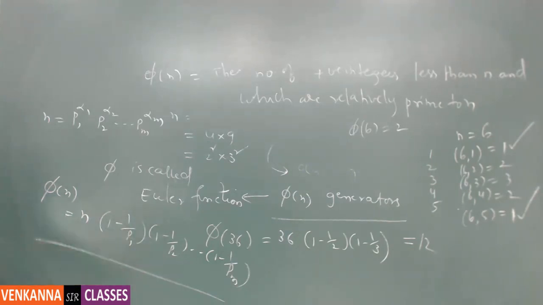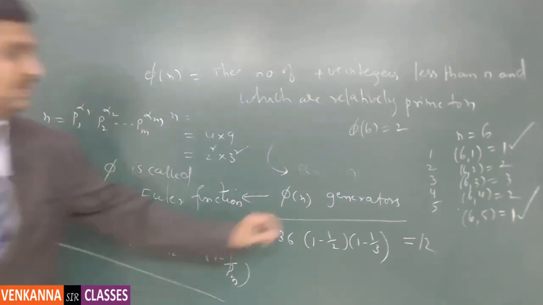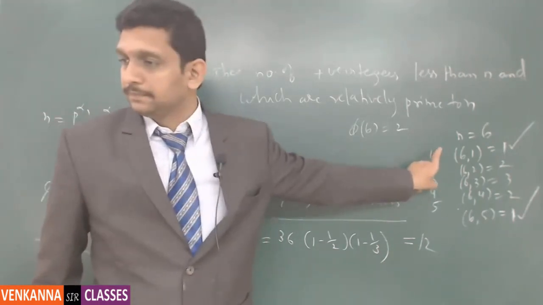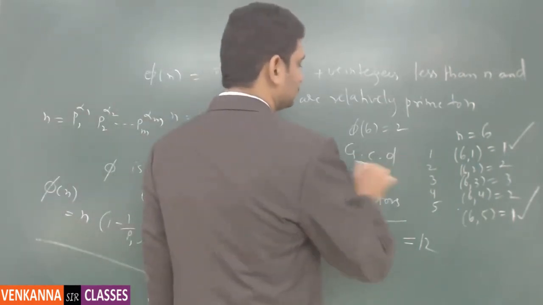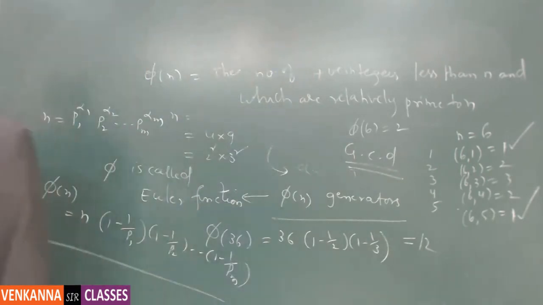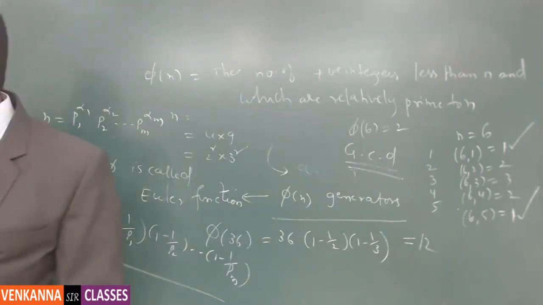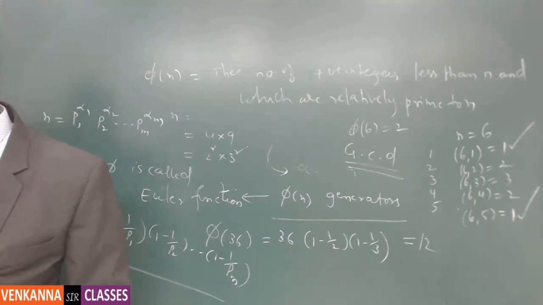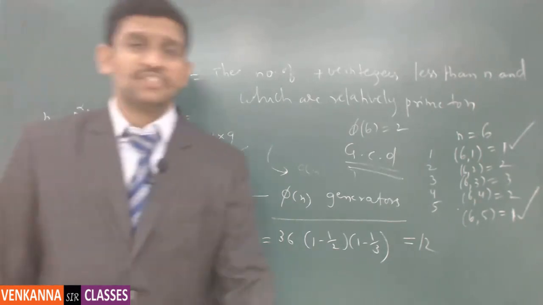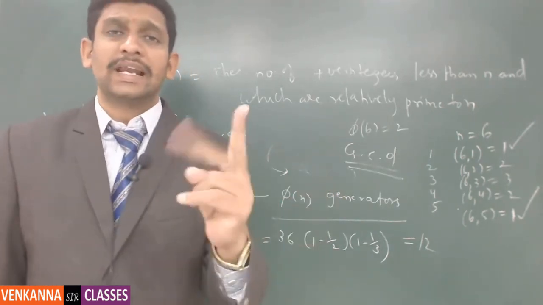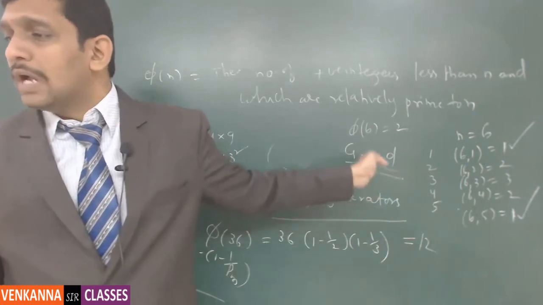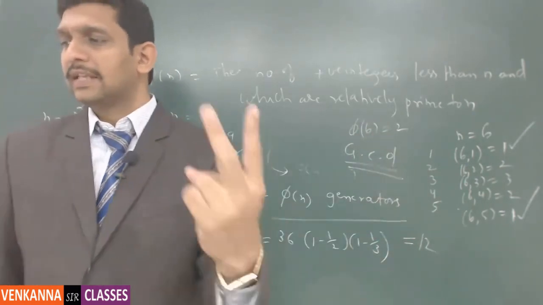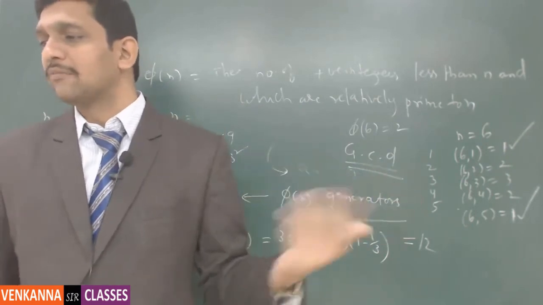You can apply the same technique. So this thing you are asking, right? You simply calculate GCD of 6 comma 1, GCD of 6 comma 2, GCD of 6 comma 3, GCD of 6 comma 4, and GCD of 6 comma 5. If GCD is 1, we call them relatively prime numbers, isn't it? So how many relatively prime numbers are there? There are 2 numbers. So phi of 6 is nothing but 2.